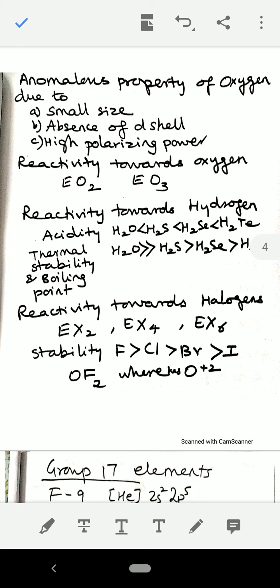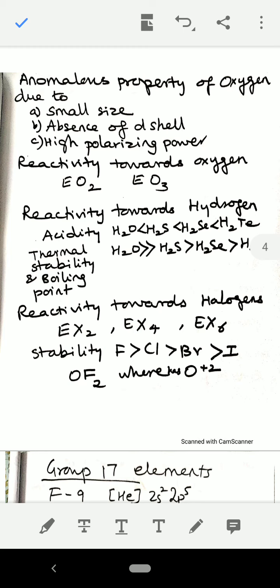We move to the next slide. The anomalous property of oxygen is due to small size of oxygen, absence of d shell, and high polarizing power. The reactivity towards oxygen: the other elements of the group react with oxygen to form dioxides and trioxides. Reactivity towards hydrogen: they form H2O, H2S, H2Se, hydrogen telluride.